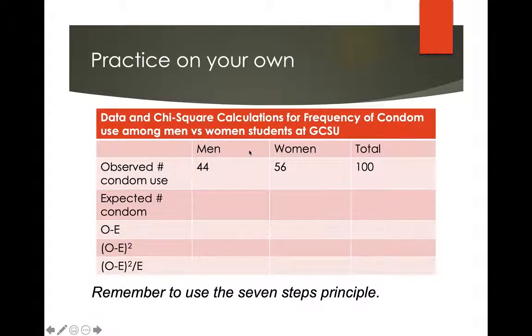This is now a similar example using data on condom use among men and women, and what we're asking you to do in this slide is to conduct the chi-square statistic test to identify if the frequency of condom use differs between men and women at Georgia College. Take your time, go over the video, and then attempt this particular practice on your own.